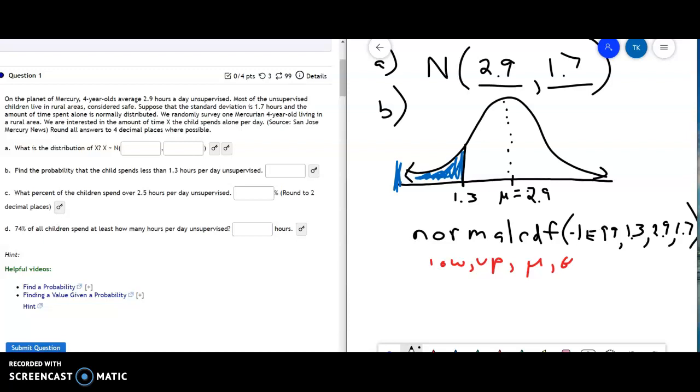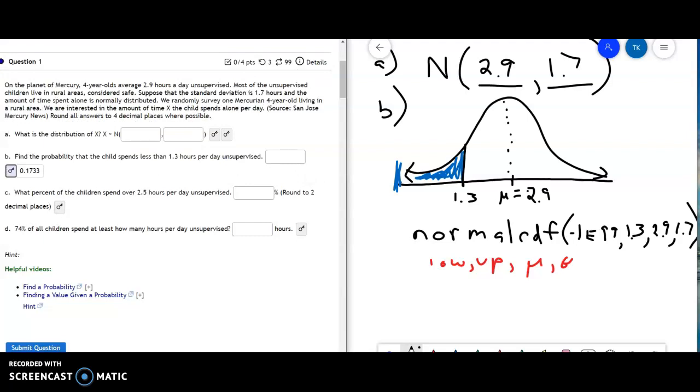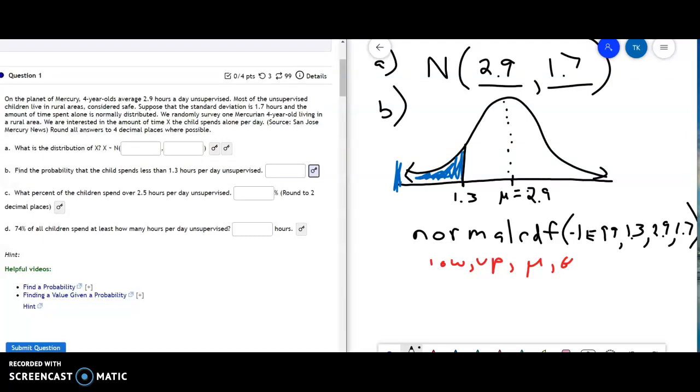What I did notice on the homework as I was looking at people's is make sure you round appropriately. This problem says to round to 4 decimal places. You should get 0.1733. And remember, your problem might have slightly different numbers.